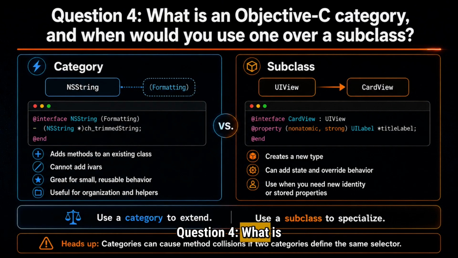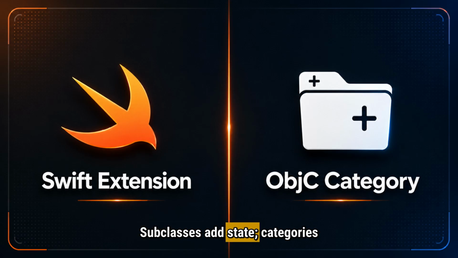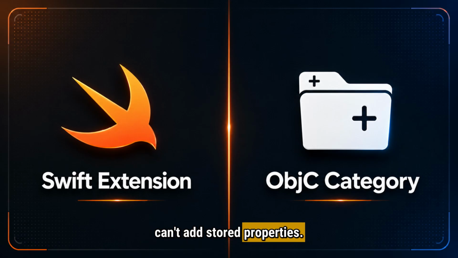Question 4. What is an Objective-C category? And when would you use one over a subclass? A category adds methods to an existing class without subclassing. You can even extend Apple's framework classes. Subclasses add state, categories add behavior. The Swift equivalent is an extension, but categories can't add stored properties.